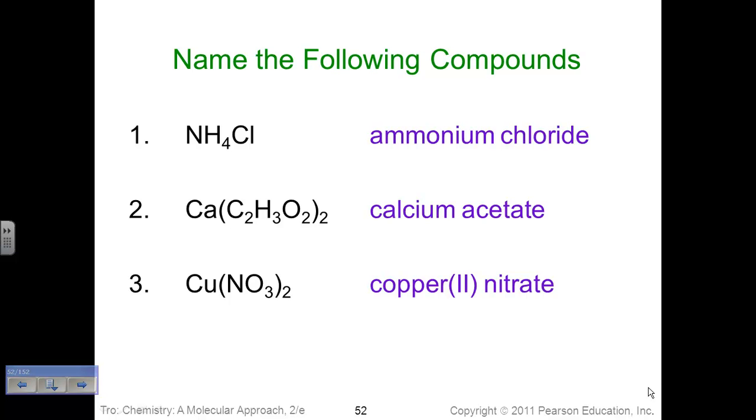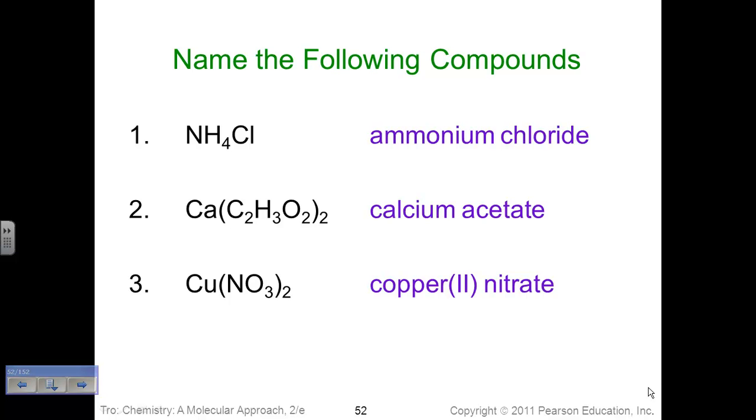NH4 is a positive, the only positive polyatomic ion we have. Its name is ammonium. The monoatomic anion, Cl with a negative one, is called chloride. Monoatomic negative ions end in "ide." NH4Cl is called ammonium chloride.